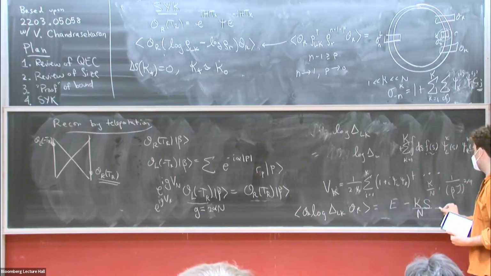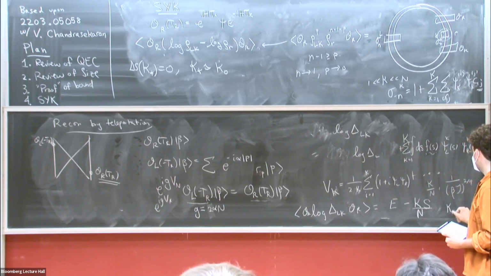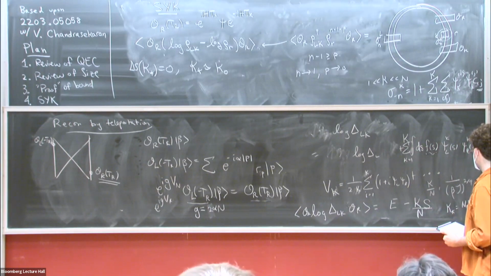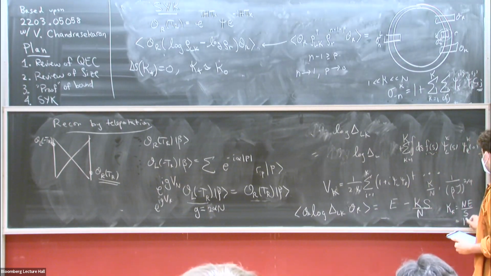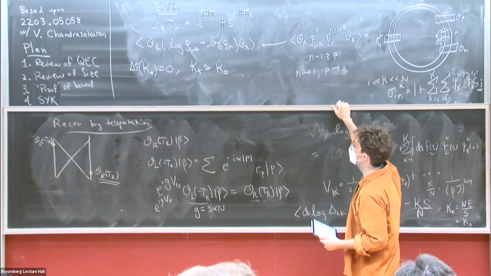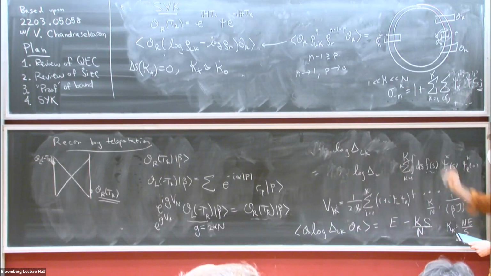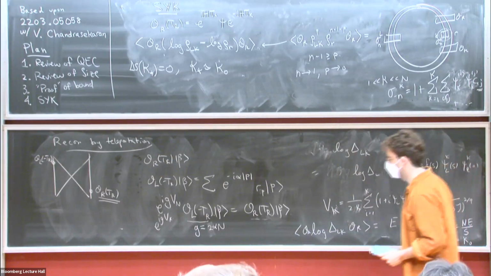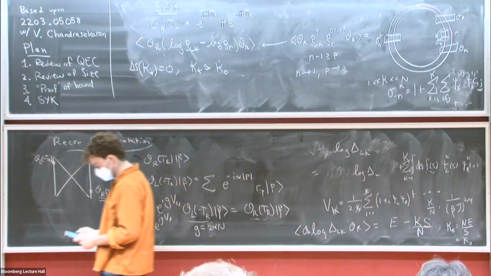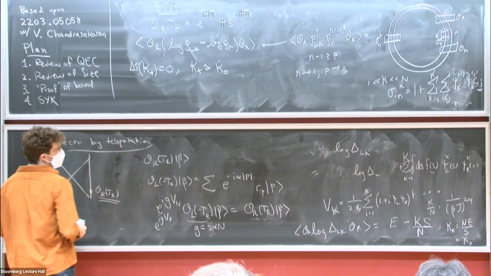And so what you find is that for this to be 0, you need that K star is equal to N times the energy over the size, which is this K naught that I mentioned earlier. So SYK approximately saturates, parametrically at least, this inequality. There are some order 1 coefficients here that are not exactly correct, but they're order 1.